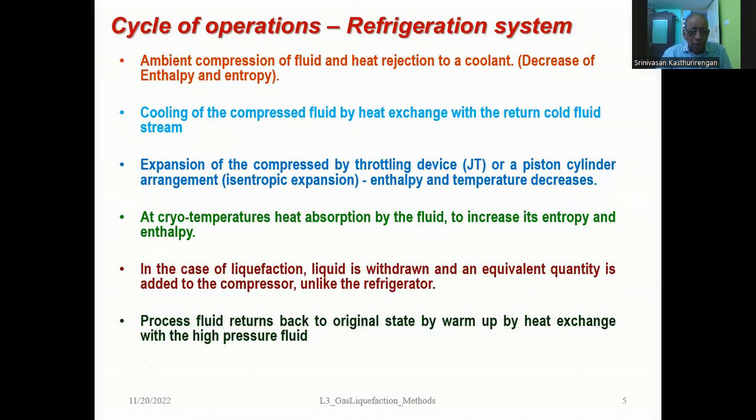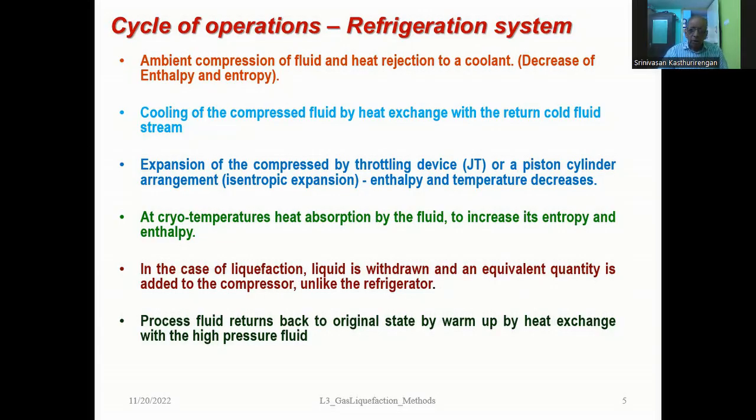Now let us try to understand a little more the cycle of operations of the refrigeration system. You start with an ambient compression of fluid, and then the heat is rejected to your coolant. Normally when you compress a fluid, the temperature rises because you will be doing an isentropic process of compression, and the heat will be added to the system. Although in principle it is supposed to be isothermal, practically it will be isentropic, and heat will be added to the gas.